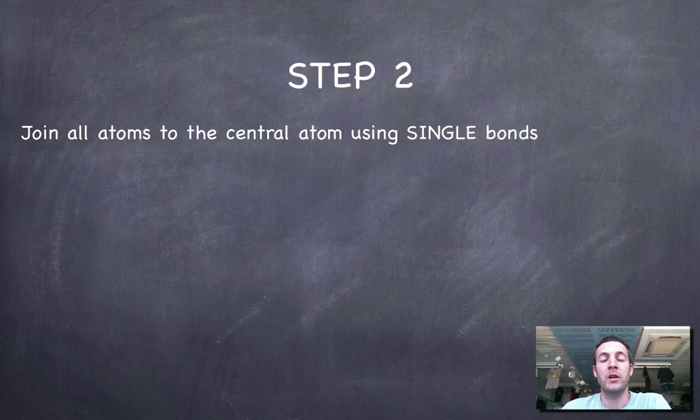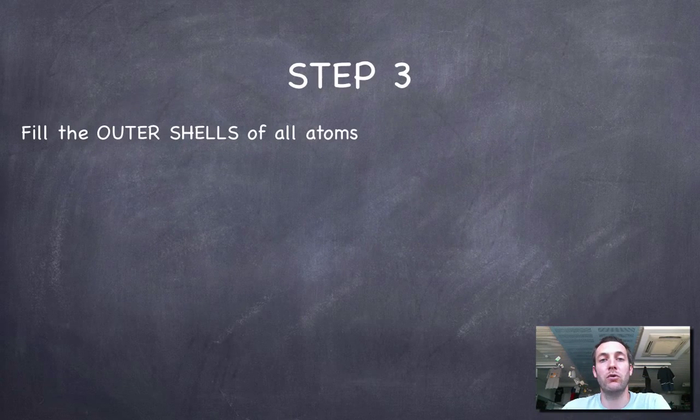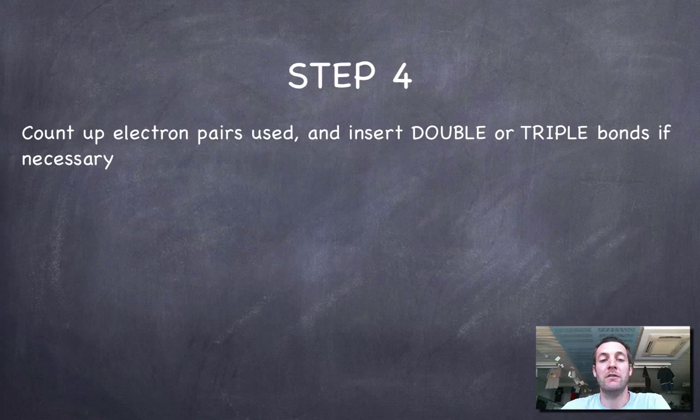Okay. Step two is to join all the atoms to the central atom using single bonds. Single bonds being shared pairs of electrons, remember, because these are covalent bonds we're trying to draw. Once we've done that, we'll fill the outer shells of all the atoms in our diagram, bearing in mind that most atoms have 8 electrons in their outer shell, but hydrogen only has 2, so 4 pairs or 1 pair. And then finally, we're going to count up how many electron pairs we've used, and if we haven't used the amount that we started with, then we'll add some double or triple bonds to our molecule if necessary. Okay, so they're the rules.